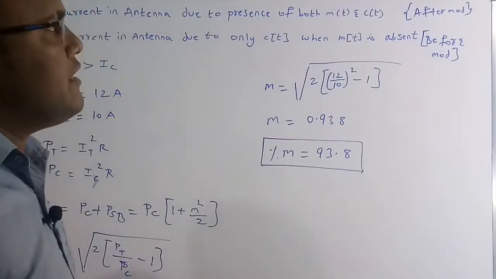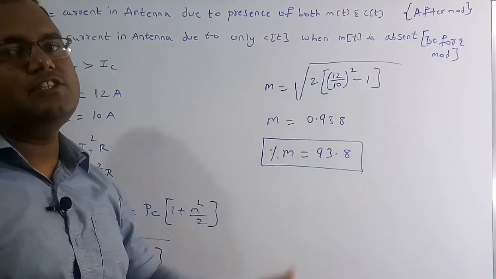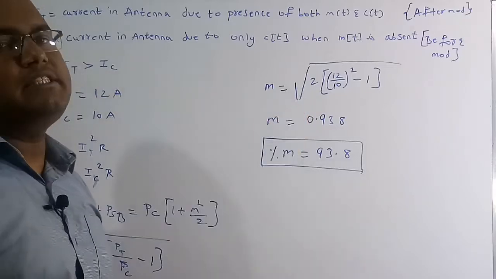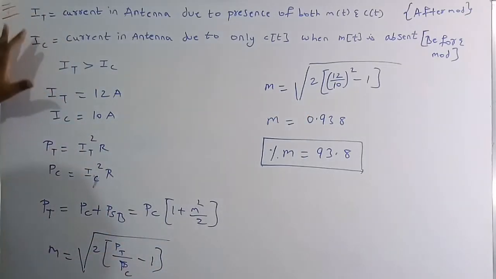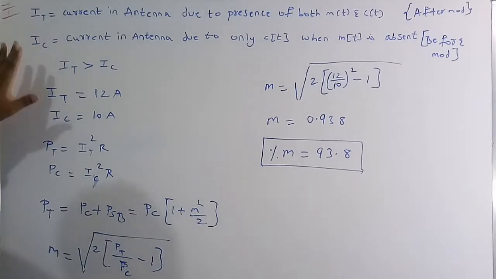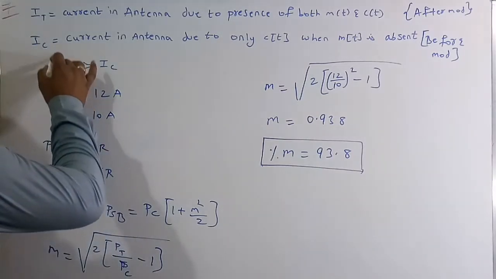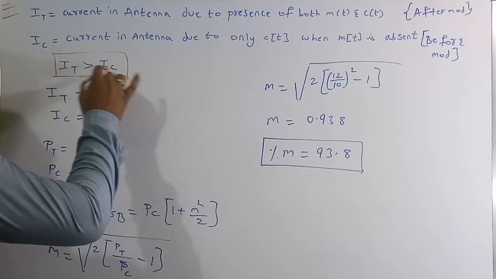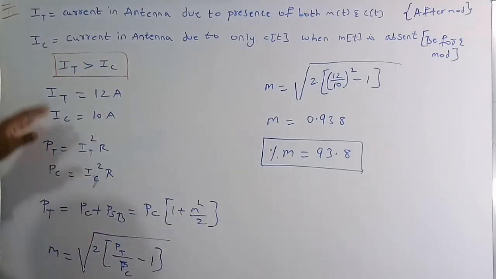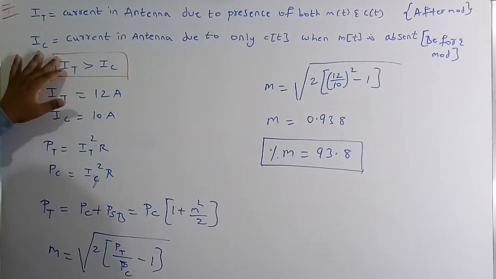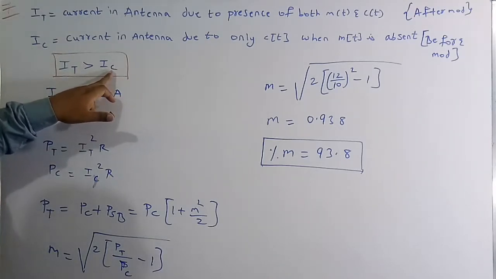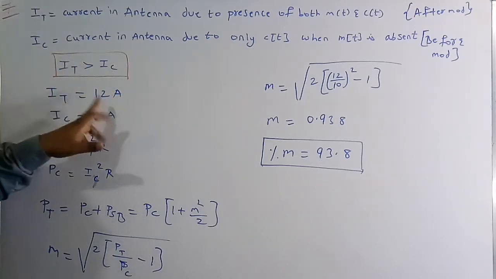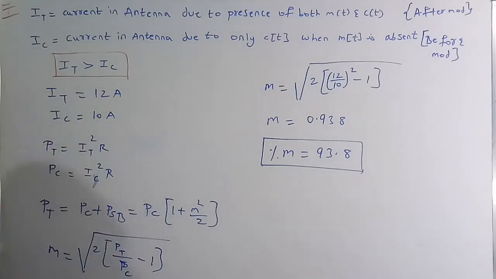So in the question they are given after modulation the current is 12 ampere and before modulation the current is 10 ampere. So blindly we can say IT is equal to 12 ampere and IC is equal to 10 ampere. Always the IT current is greater than the IC, means the current in antenna because of the presence of m of t and c of t is always greater than the current in antenna only because of c of t. So based on this, IT is equal to 12 ampere and IC is equal to 10 ampere.